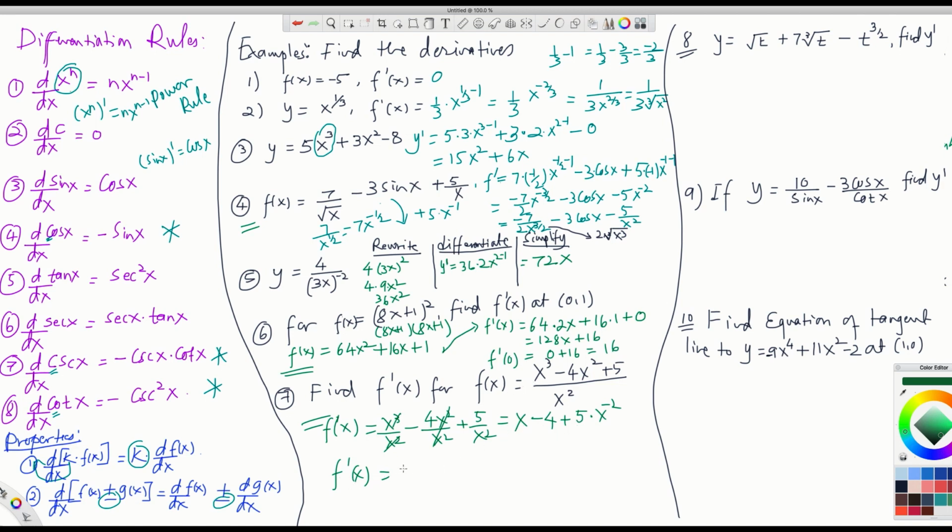What is the derivative of x? It is 1, minus the derivative of 4, which is 0, and then plus 5 times the derivative of x to the negative 2. It is like x to the n, right? So n is negative 2, and then x to the negative 2 minus 1. That will become 1 minus 10, because this is gone, right? So 5 times negative 2 is minus 10, x to the negative 3. So that can be written as 1 minus 10 over x cubed. So this is the final form of the answer.